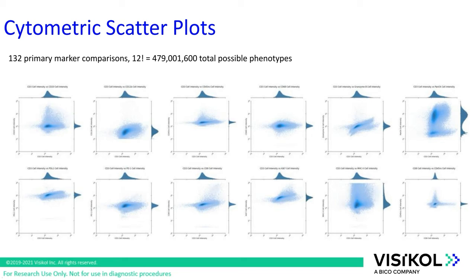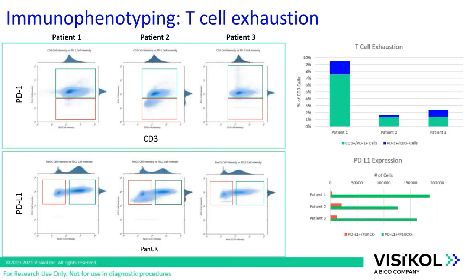And so we were particularly interested in understanding the differences in the T-cell exhaustion between these patients. And so you can see here on the top, we have the scatter plots representing the PD-1 intensity as the y-axis, and the CD3 intensity as the x-axis. And you can see here, patient 2 displays a particular shift in its phenotype compared to patient 1, and we see that same trend with patient 3. Patient 1 has a significantly higher relative percentage of CD3 and PD-1 positive cells. This would be exhausted T cells compared to patient 2 and patient 3.